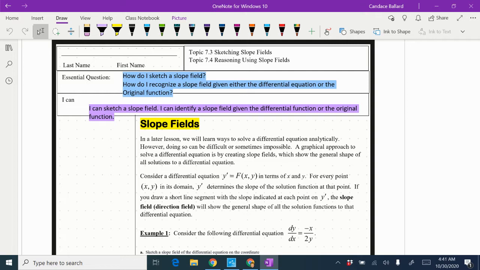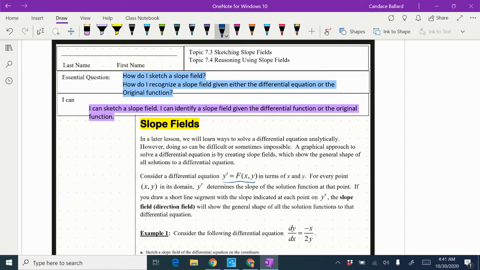So in a later lesson, we'll learn how to solve a differential equation analytically. However, doing so can be difficult or sometimes impossible. A graphical approach to solve a differential equation is creating slope fields, which show the general shape of all solutions to a differential equation. Consider the differential equation y prime equals f of x, y, in terms of x and y.